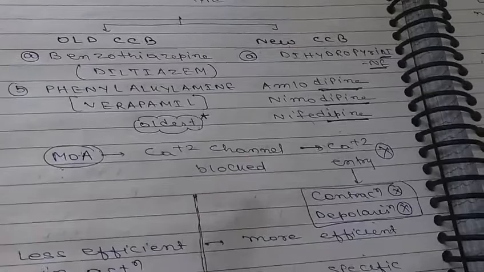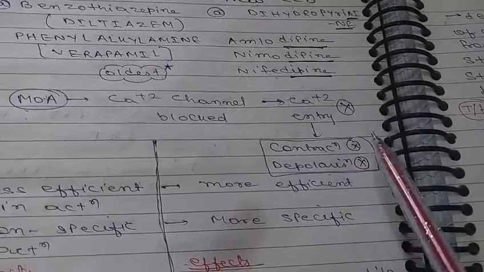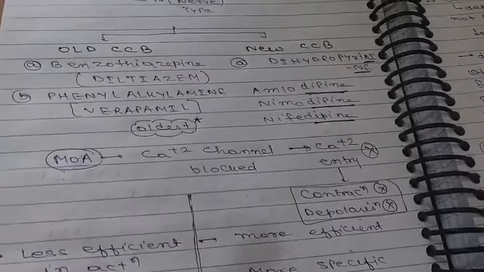So calcium channel will be blocked. So calcium entry will be less. So there will be decreased contraction, decreased depolarization. Clear? So this is the basic mechanism of the calcium channel blocker. Now we will differentiate between these two. We will discuss differences between old calcium channel blocker and new calcium channel blocker.